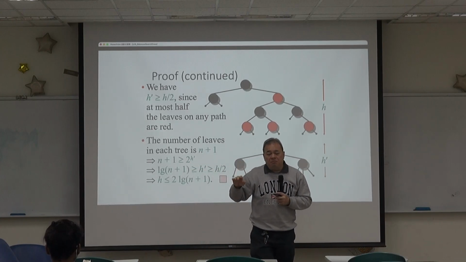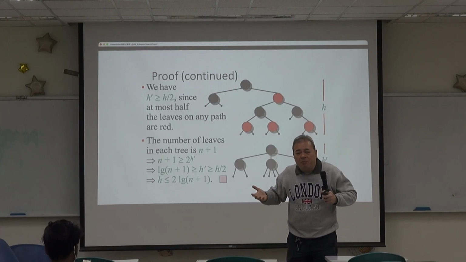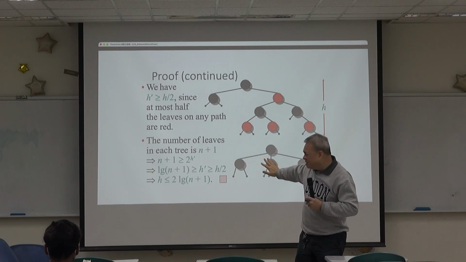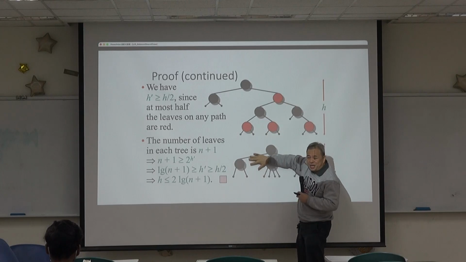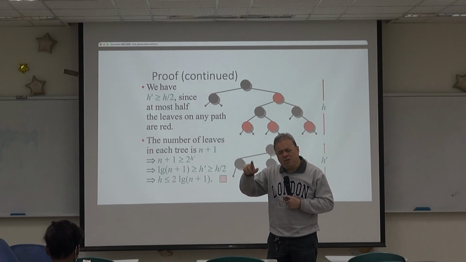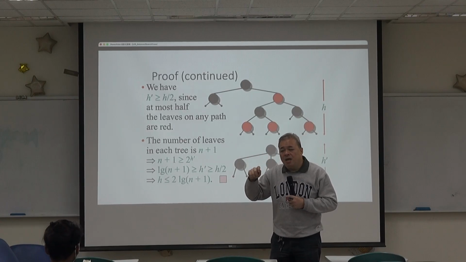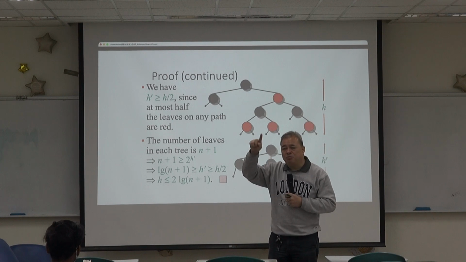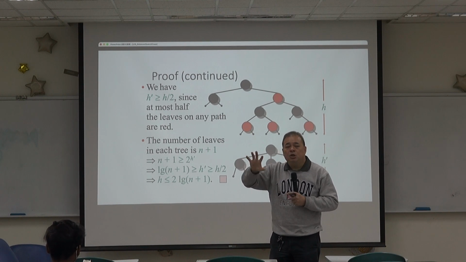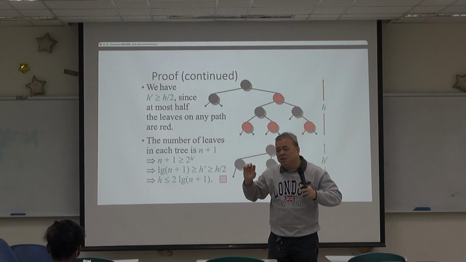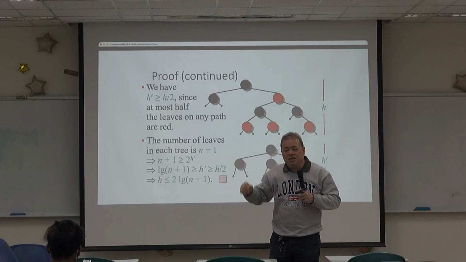Why? Because for a binary tree of height h prime, let's forget about this. If I ask you, if you have a balanced binary tree of height h prime, at most, how many leaf nodes can you have? It's 2 to the power of h prime, right? If it's a complete balanced binary tree with height h prime, the number of leaf nodes is 2 to the power of h prime.